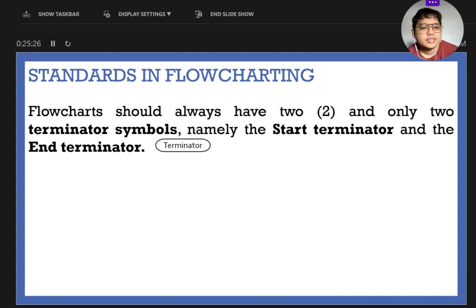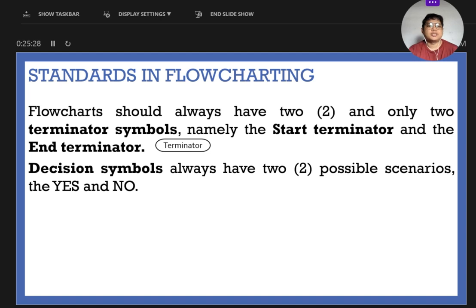Next, we have the decision symbol. The decision symbol always has two possible scenarios, the yes and the no. If the condition is not answerable by a yes or a no, the condition should be rephrased to adhere to the standards, regardless of the number of nested decision symbols to be made. This is the case for decision symbols since the computer can only process one condition at a time.